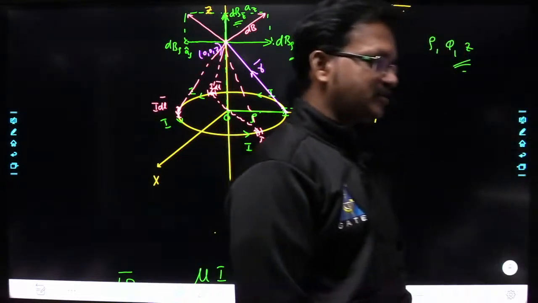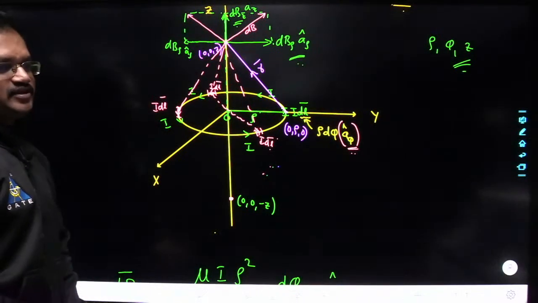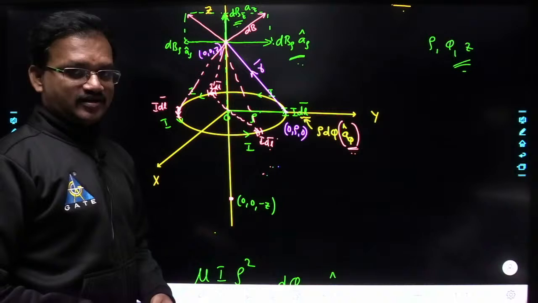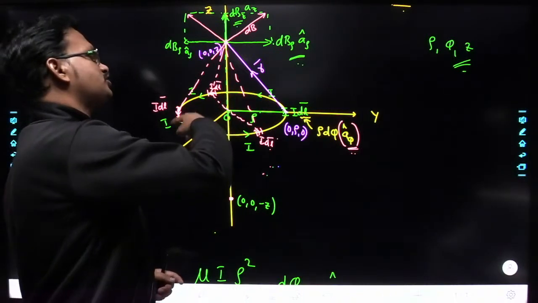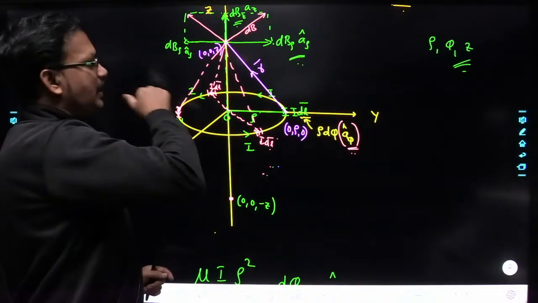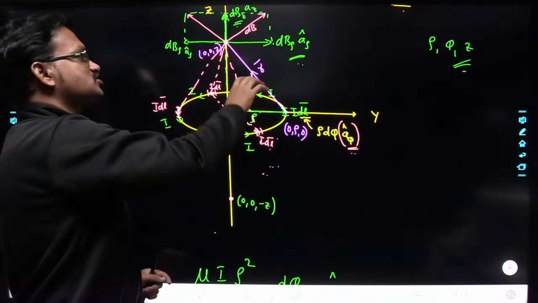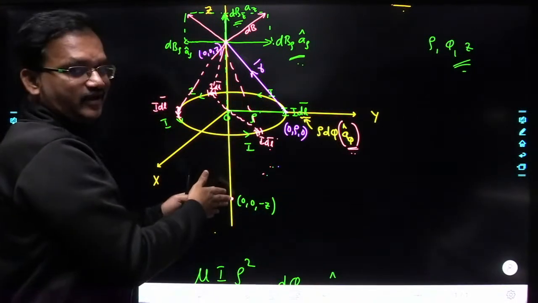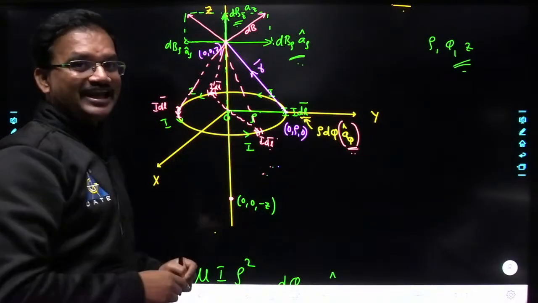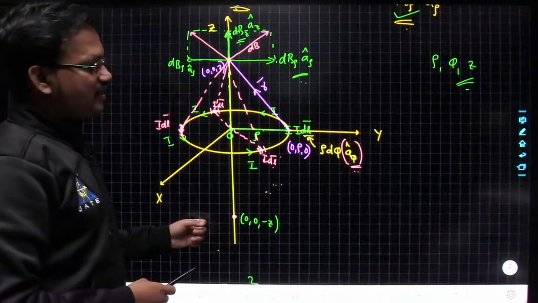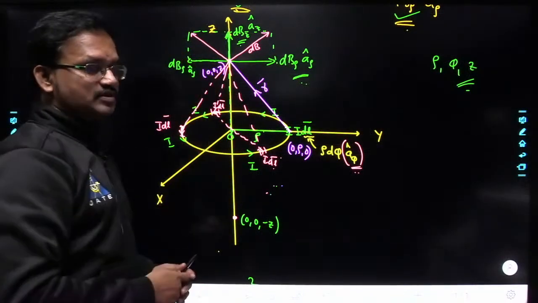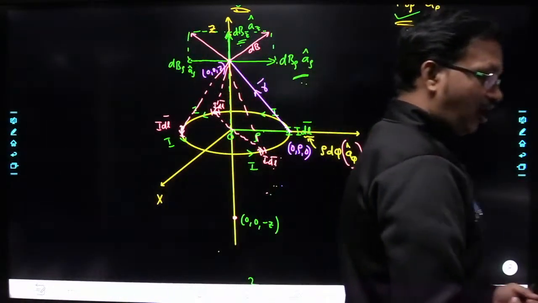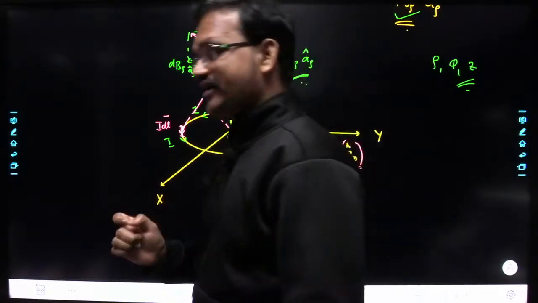Minus AZ cap direction. How minus AZ cap direction? See, we have studied about the uniformly charged circular ring, yes or no? There, if the charge is distributed uniformly around the circular ring, then above this charged ring the electric field is going to be in positive Z direction. Below this charged ring, the electric field is going to be in negative Z direction. But here the B field, whether you consider at 0, 0, z or 0, 0, minus z, the resultant B field direction will be along positive Z direction only.